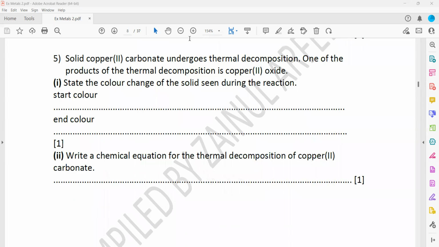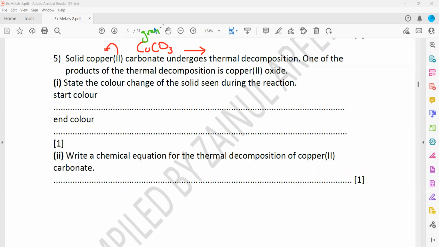Then in question 5, solid copper carbonate undergoes a thermal decomposition. Whenever we heat metal carbonates, they produce metal oxide plus carbon dioxide. So for copper carbonate, copper has a valency of plus 2 and carbonate has a valency of minus 2, so copper carbonate is CuCO3. The appearance of copper carbonate is green in color.